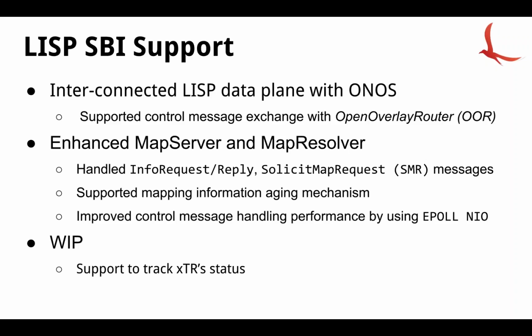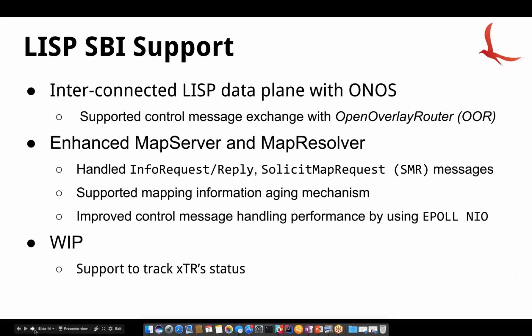With the current implementation, all the mapping information was permanently stored in the map server, which may potentially run out of resources. To avoid this, we added a new mapping information aging mechanism to periodically evict some mapping information based on the time to live value. Then we also improved the control message handling performance in the Linux box by using the native epoll non-blocking IO. And we are still working on tracking down the XTR status. It requires some time to implement that, as we need to bring the idea of the LISP router concept into ONOS. And that's all I have to report for this sprint.